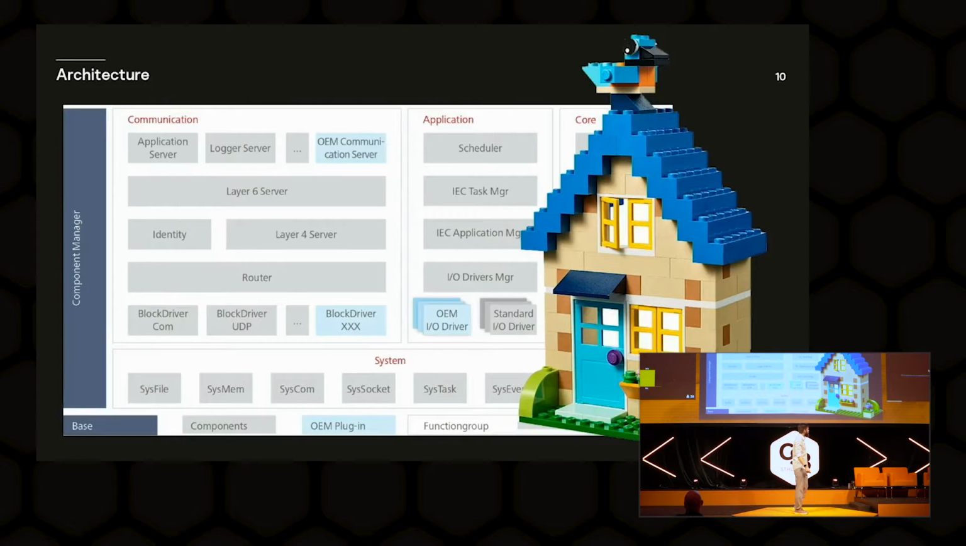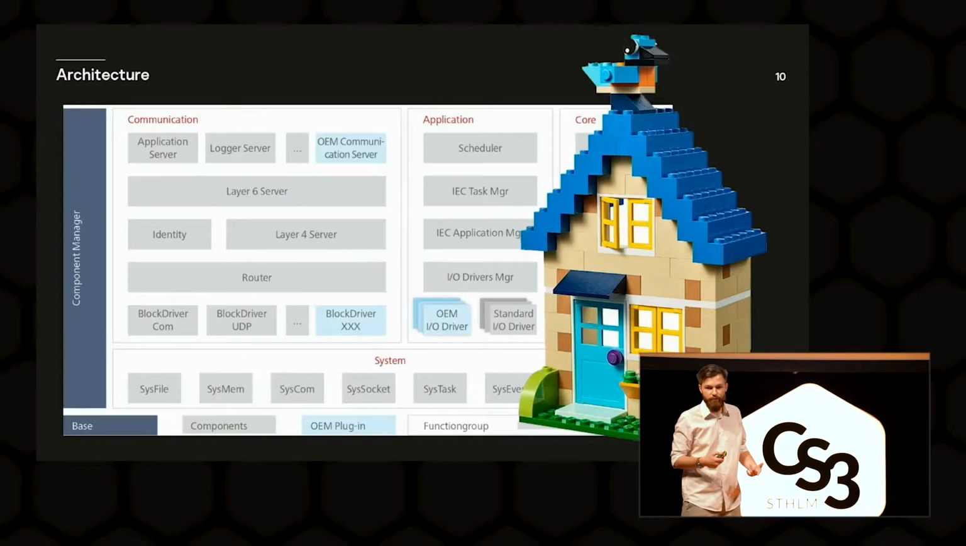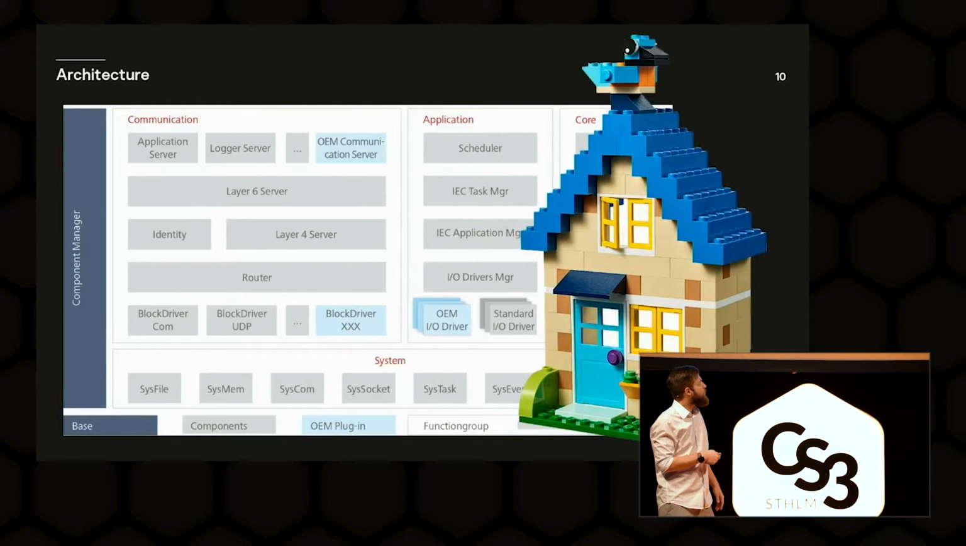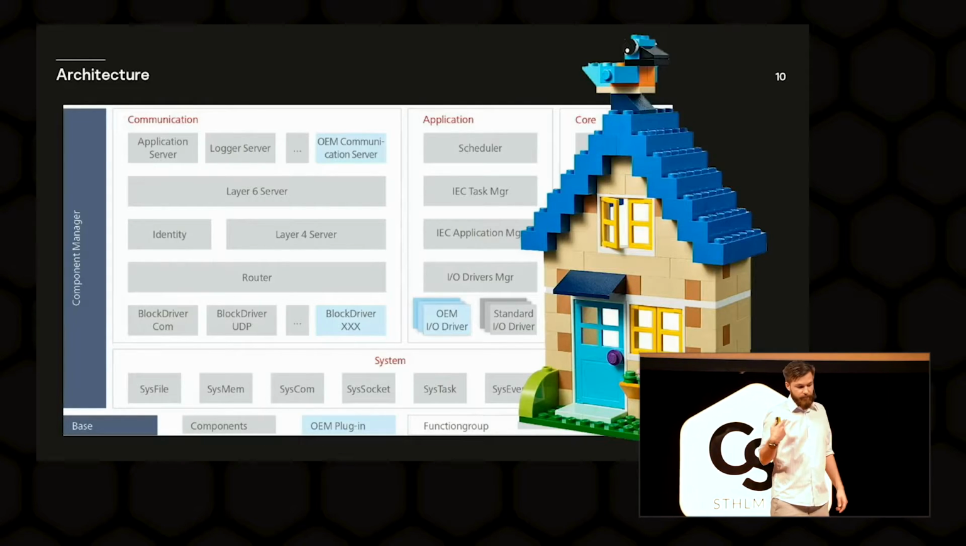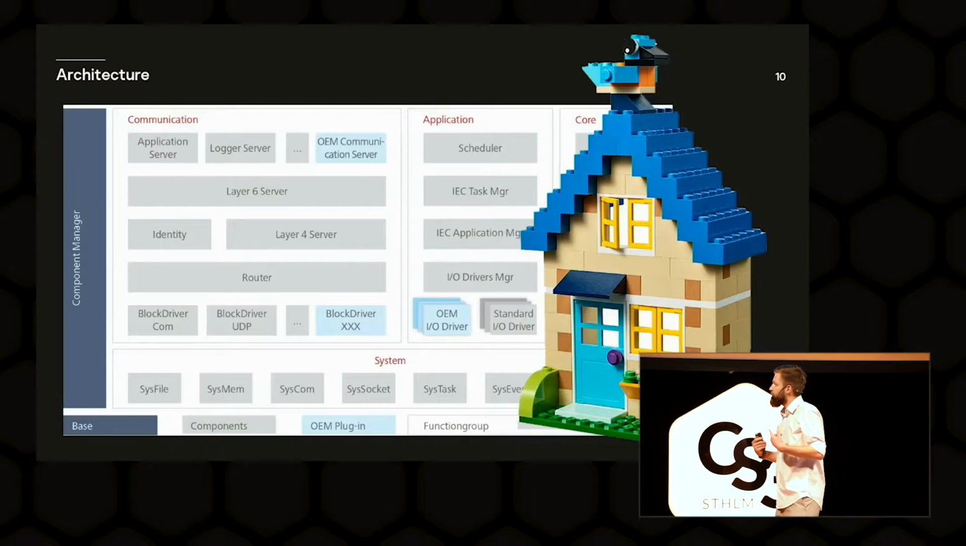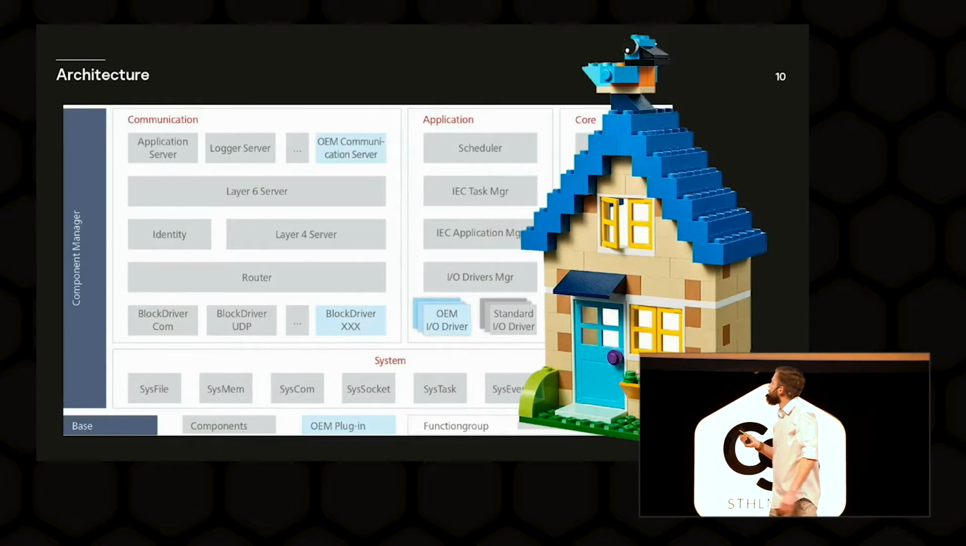So let's take a Lego building as an analogy. This building consists of a lot of small bricks. Each of these bricks is responsible for something. For example, here is a door, a window, a bird of prey, and so on. And this brick, for CODESYS, is a component. The same components of CODESYS are responsible for something, for example, communication with files, sockets, scheduling, and so on.